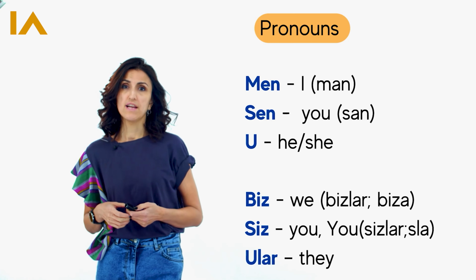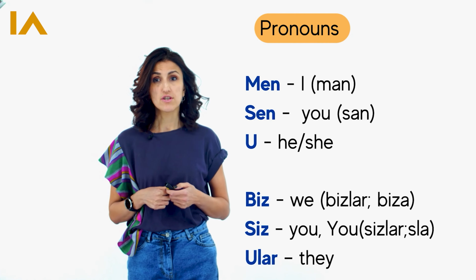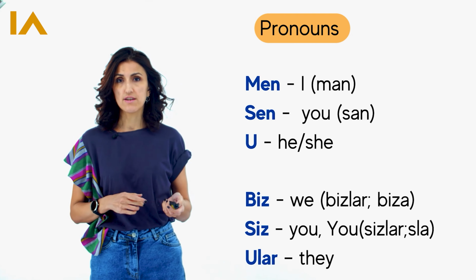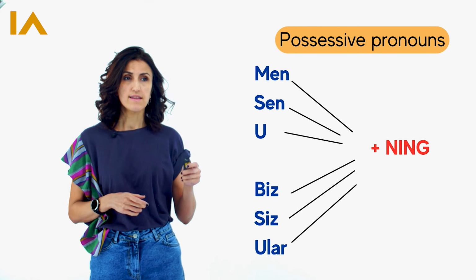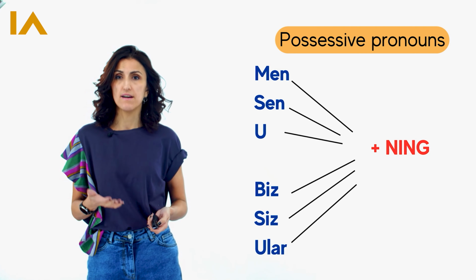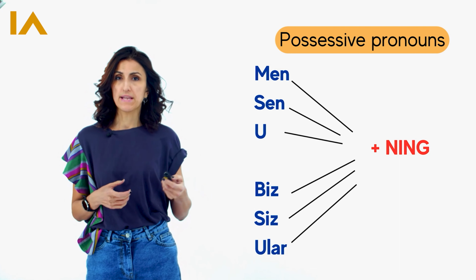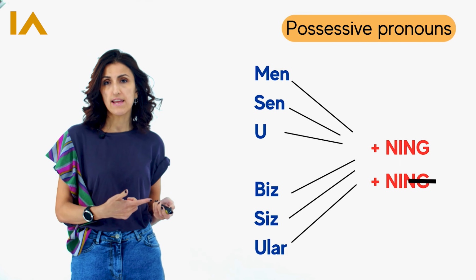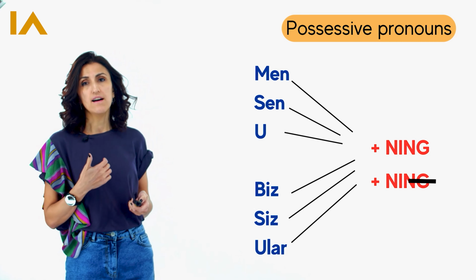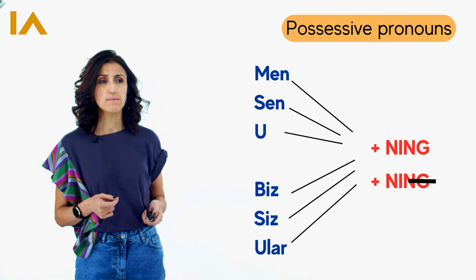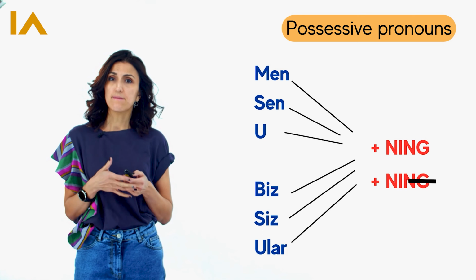Before we start learning new material, let me remind you what we learned in the previous lesson. We looked at pronouns in general, and when you add ning to a pronoun, it becomes possessive. Mening means my, uning means his or her, sening means your, bizning, our, sizning, your, and ularning, their. Sometimes you hear it as mene, not mening.